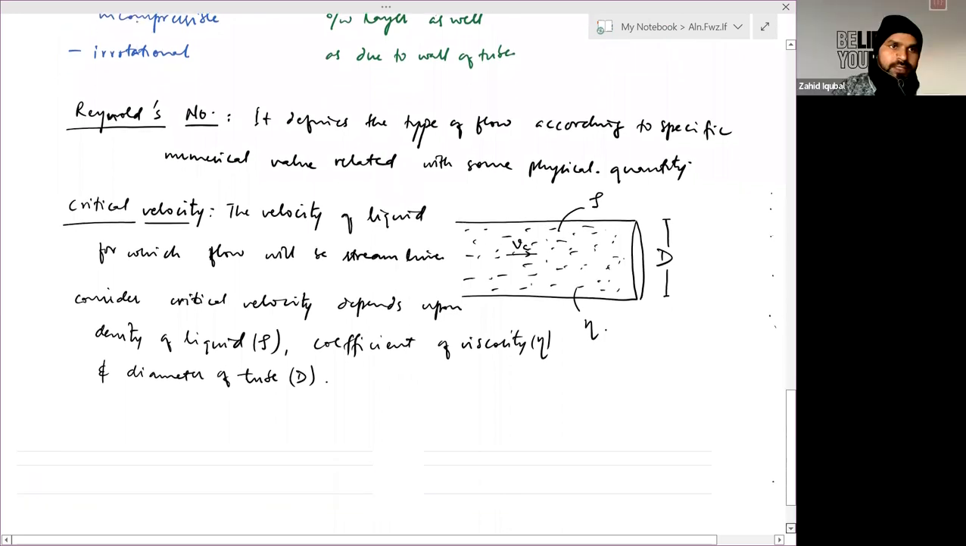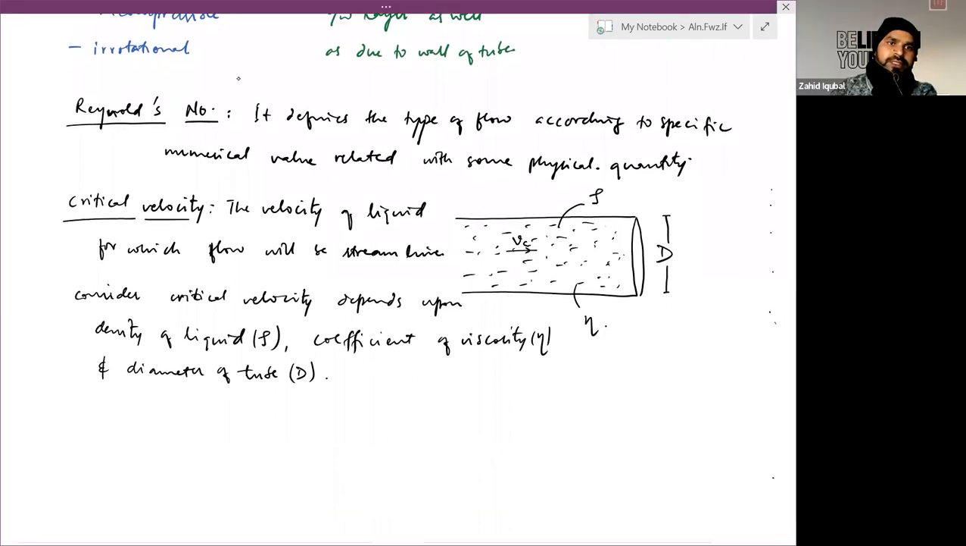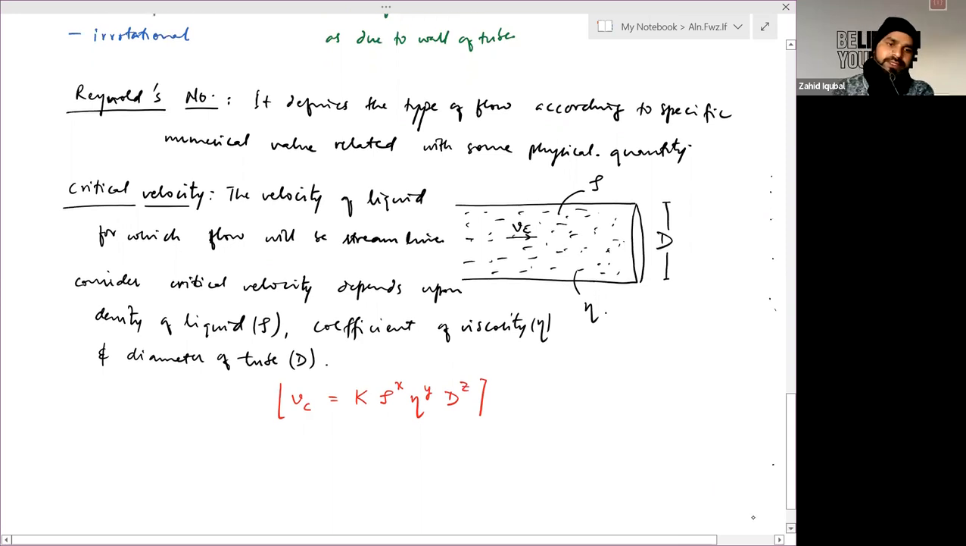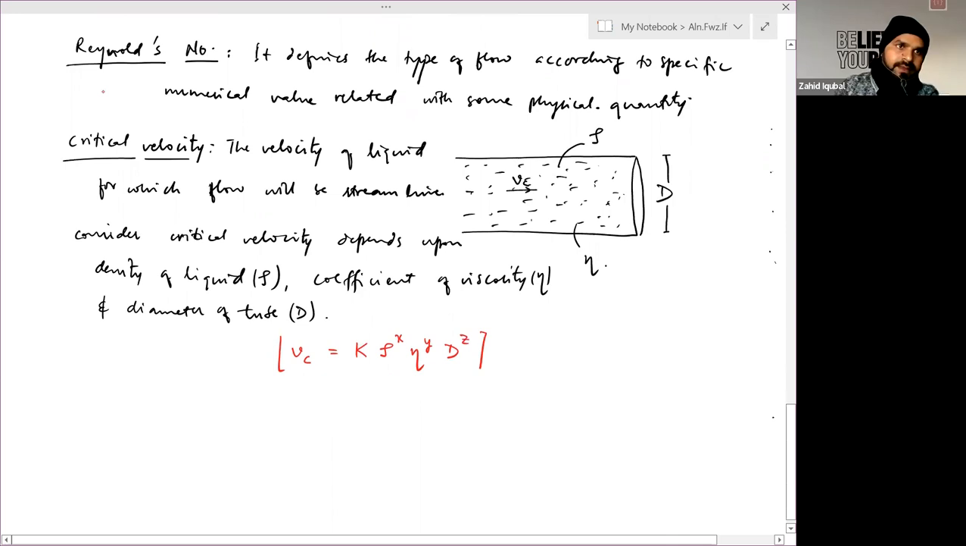So let me calculate this particular relation using dimensional analysis. On the basis of their dependency, critical velocity is equal to some proportionality constant k, dependent over rho, eta, and diameter. This dependency may be directly proportional, maybe inversely proportional, maybe some different exponent. So let me write x, y, z. This will be the generalized expression related to critical velocity.